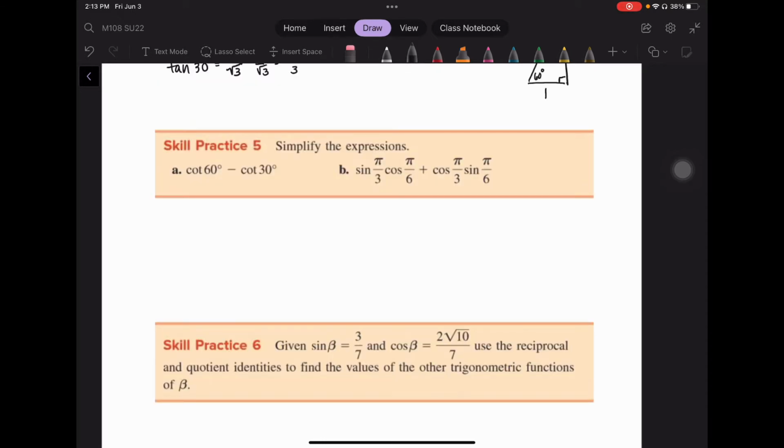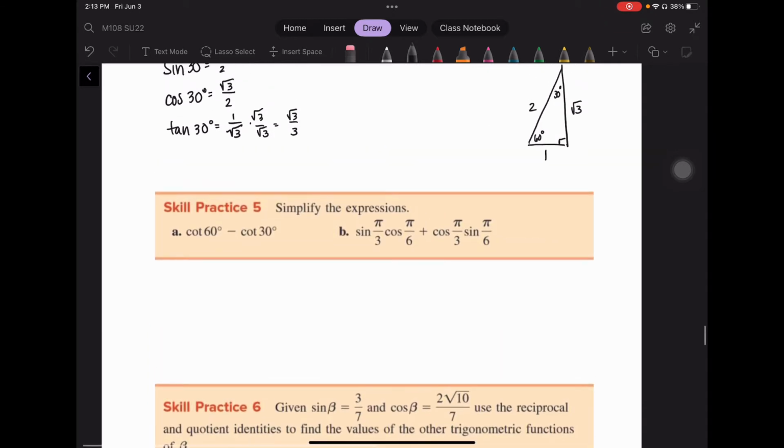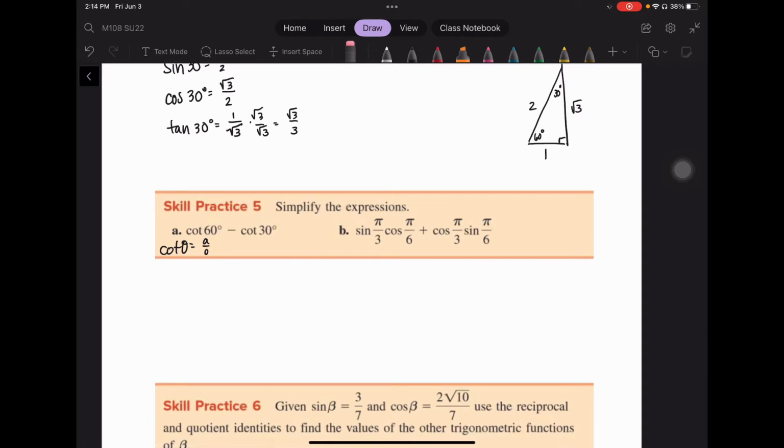If we're simplifying these expressions of cotangent of 60 degrees and cotangent of 30 degrees, we need to know what those cotangents are. Using the triangle from above, the cotangent of theta is equal to the reciprocal of tangent, which is adjacent over opposite. So cotangent of 60 degrees is adjacent, which is 1, over the opposite, which is root 3. So we have 1 over root 3 minus the cotangent of 30 degrees, which is root 3 over 1. I'm going to rationalize that first one, which is root 3 over 3 minus root 3.